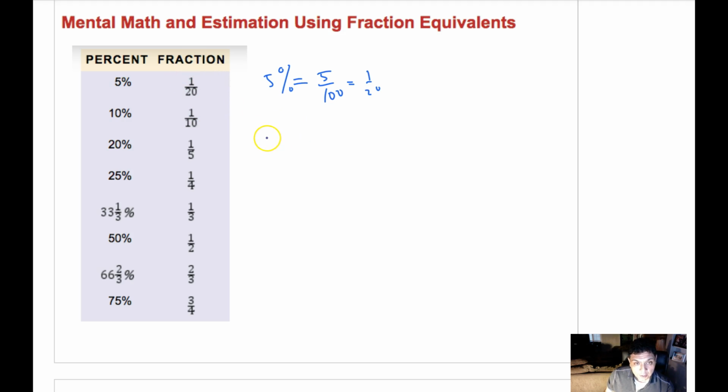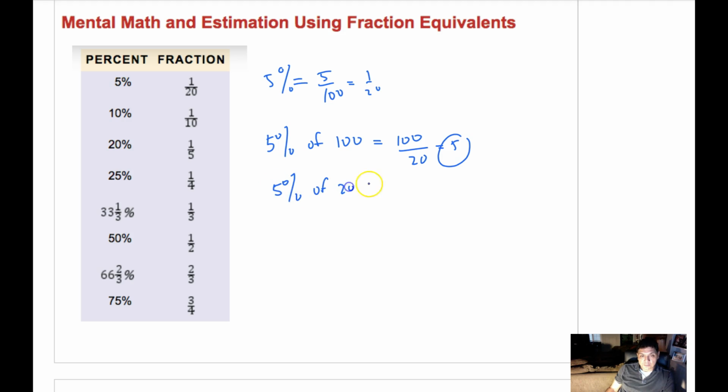So for example, if I wanted to do 5% of 100, to solve that, I can do 100 divided by 20, and so that's 5. You can say 5% of 20, you're going to do 20 over 20, because I'm going to take 1/20th of it. So basically you're turning this into 1 over 20. So my answer is 1. 5% of 20 is 1. And you can do that with all of these things.